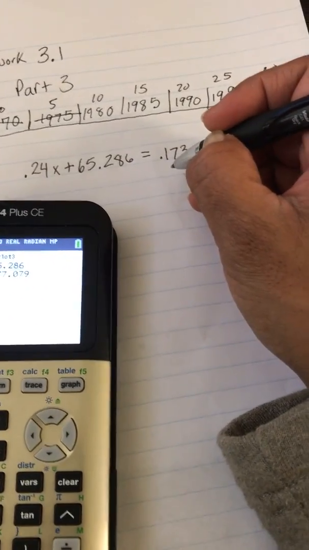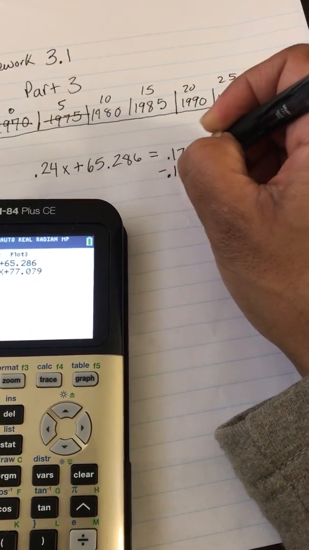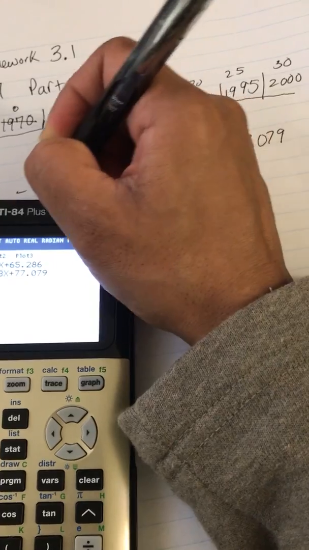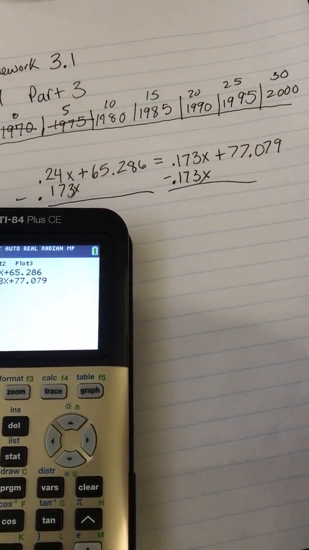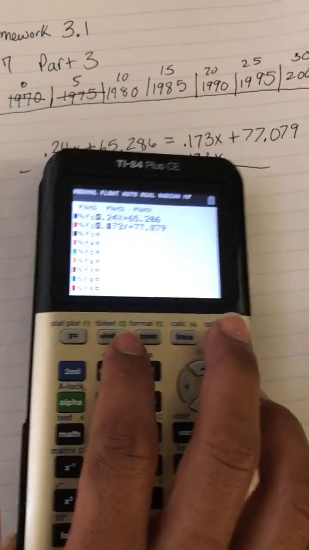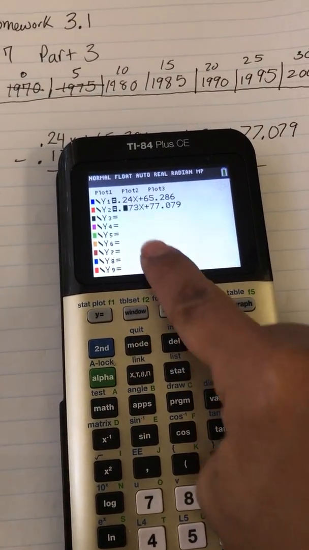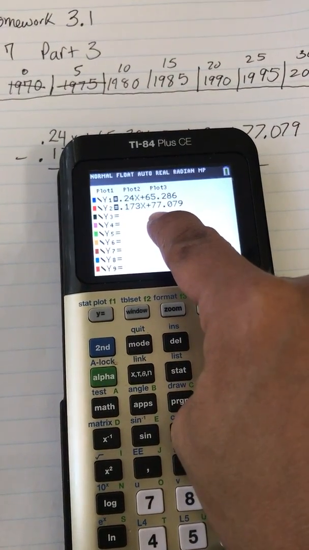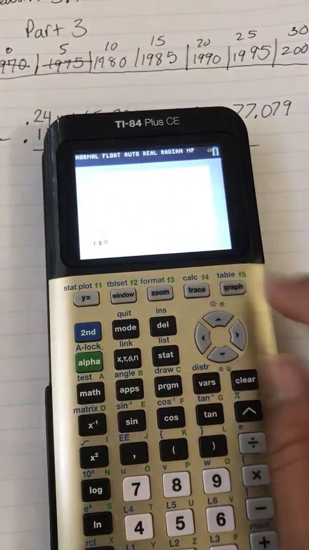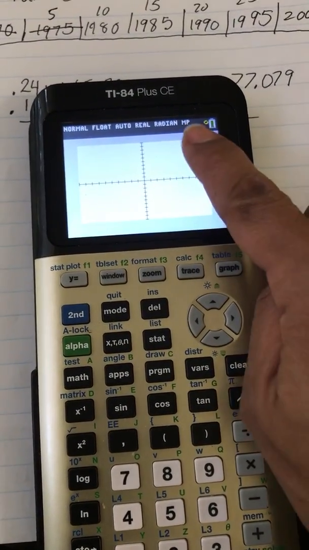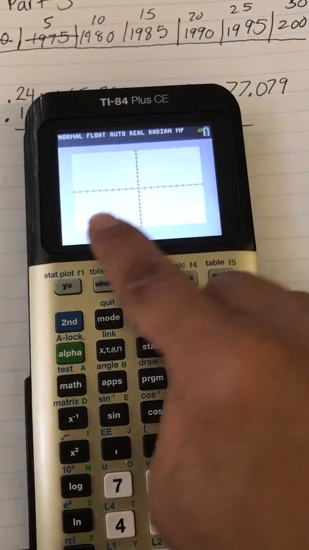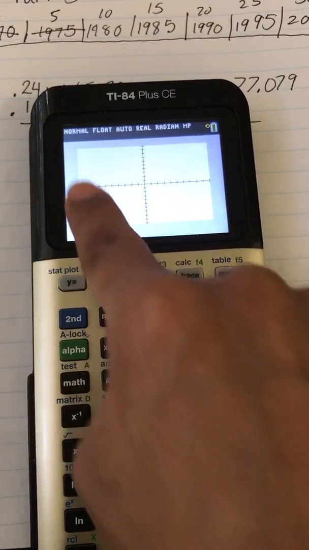You can subtract 0.173x from both sides here, and continue with your algebra there. But what I'm going to try to show you is how you can do it graphically. Now this is a little weirder because those y-intercepts are really high up there. So if I just hit graph, I'm not going to see anything. It's working, and nothing comes up when it's done working because there's nothing graphed around this area.